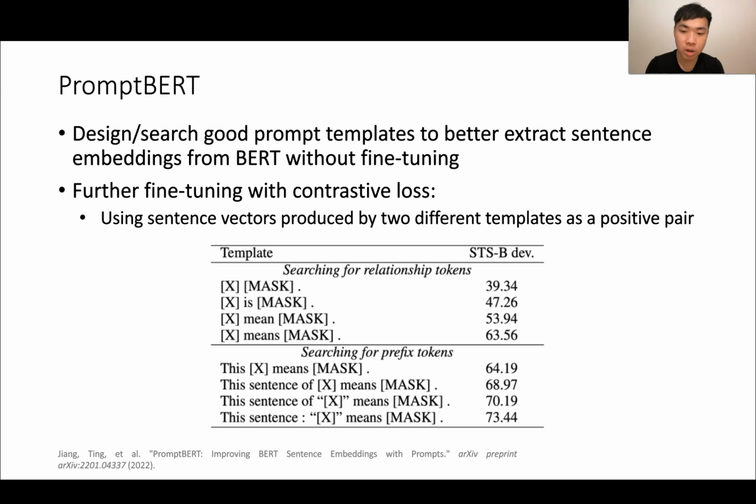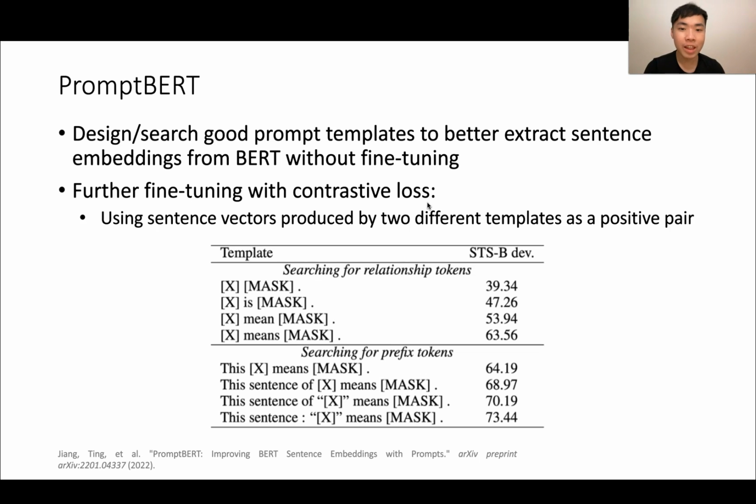But in this paper, they try to use some templates like "this sentence of X means [MASK]", where X is the input sentence, and you use the final layer representation of the mask token as your sentence embedding. By doing so, you can actually get a much better result even if you don't fine-tune the BERT model. And to further boost the results, you can fine-tune this model with contrastive loss.